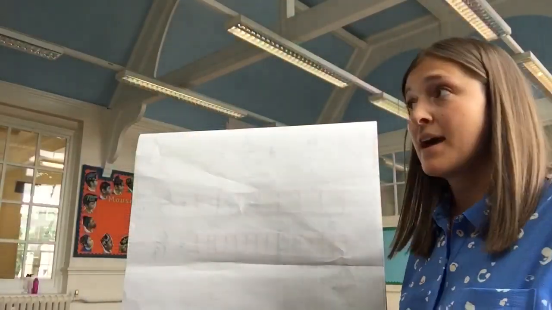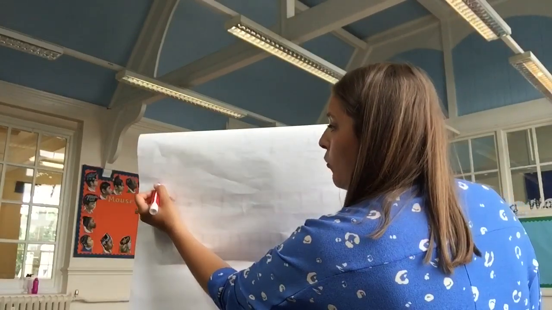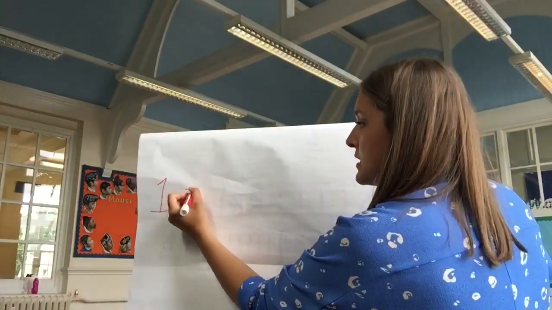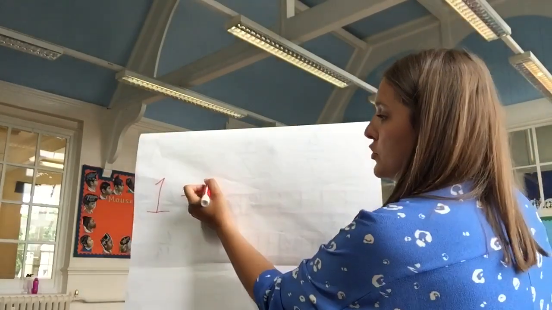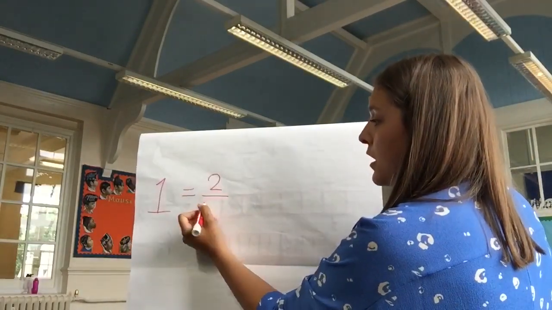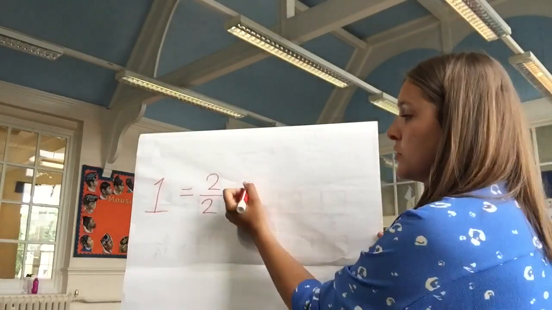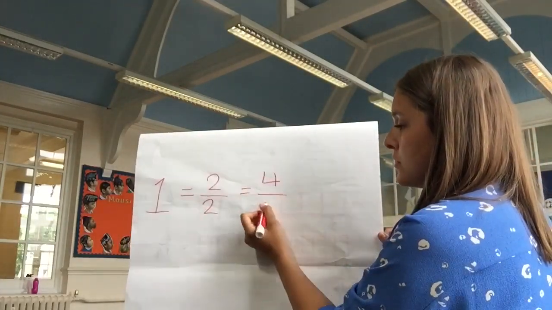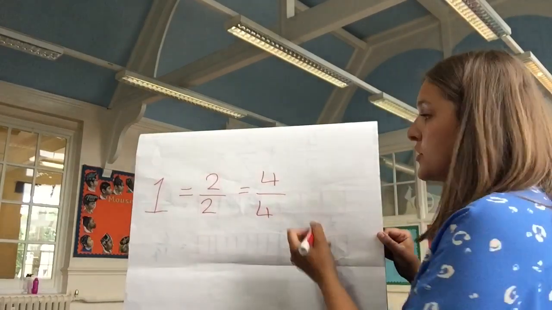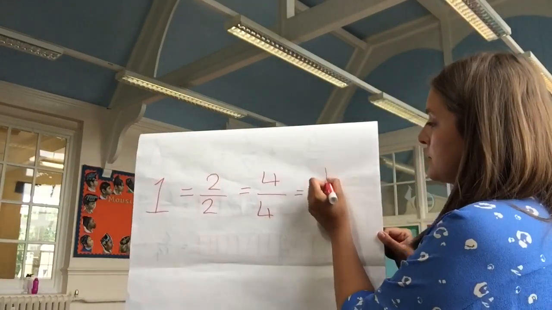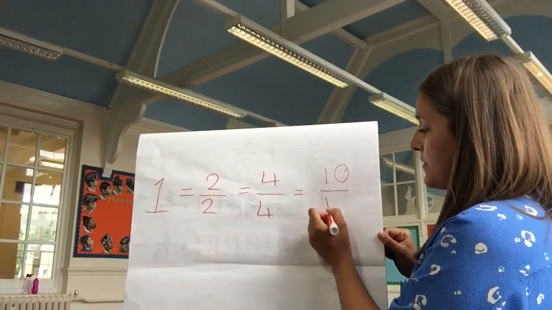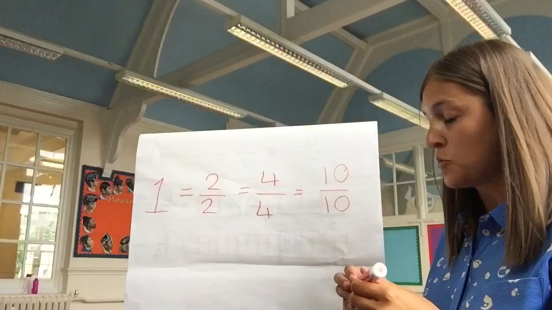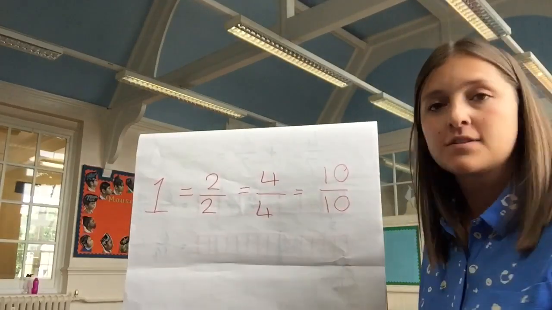And we can show that by writing 1 whole is equal to 2 halves, which is equal to 4 quarters, which is equal to 10 tenths. So all those fractions are equivalent to each other. They all mean the same thing. All of these fractions are the same as a whole.